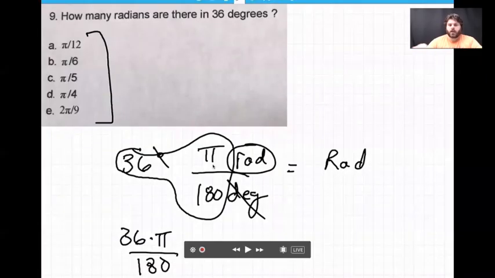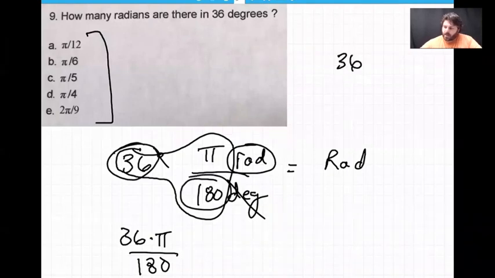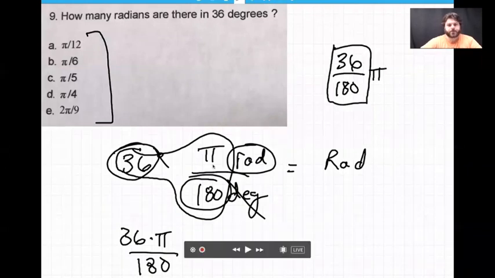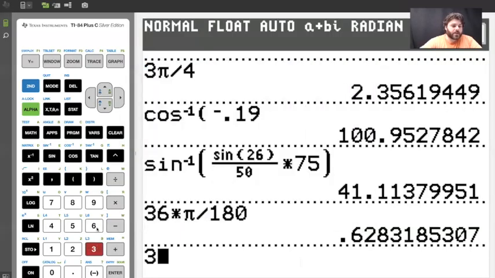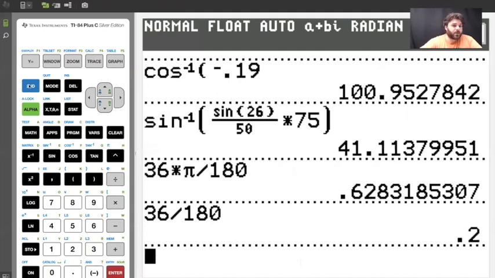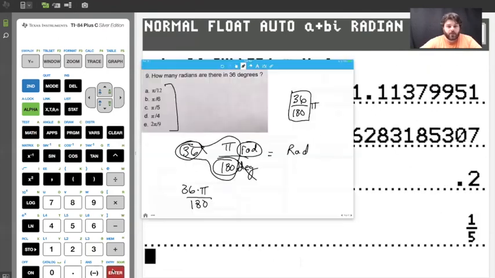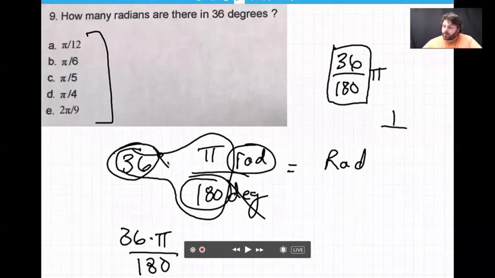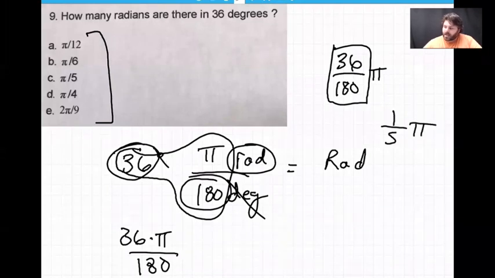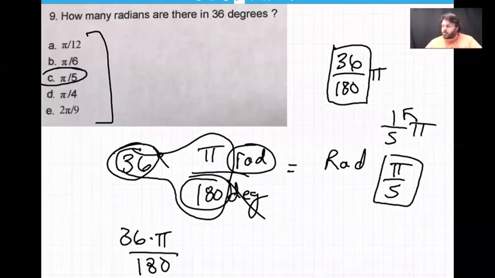But really, if I just think of the fraction 36/180ths as my number in front of my pi, I just simplify this fraction. So I can do that on my calculator. 36 divided by 180. And I hit enter, it gives me a decimal. Now that's 1/5. If you don't remember that, math, enter, enter. 1/5. So that means we really have 1/5 of a pi. And the way that we write that is we write the pi on top. So pi over 5. That is 1/5 of pi. So answer choice C is correct.